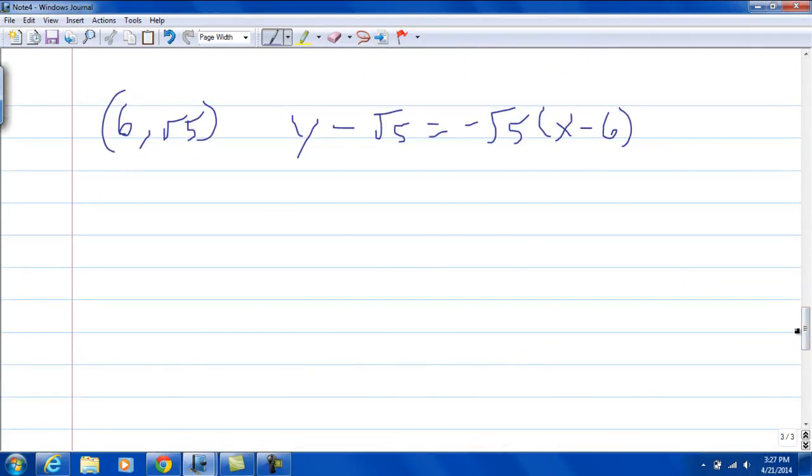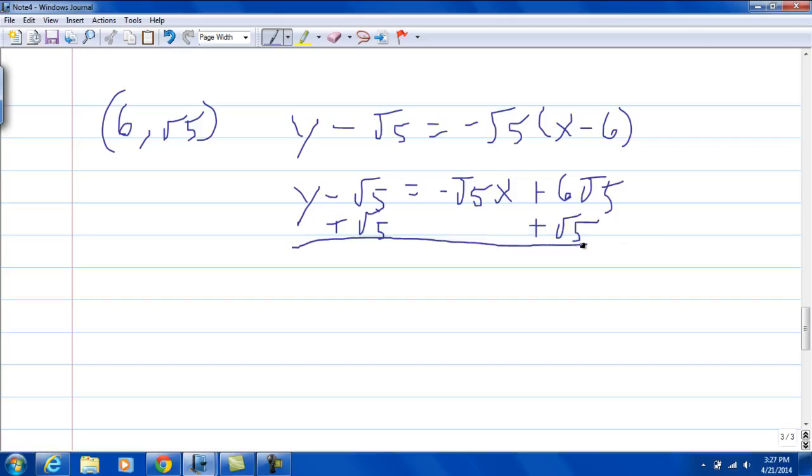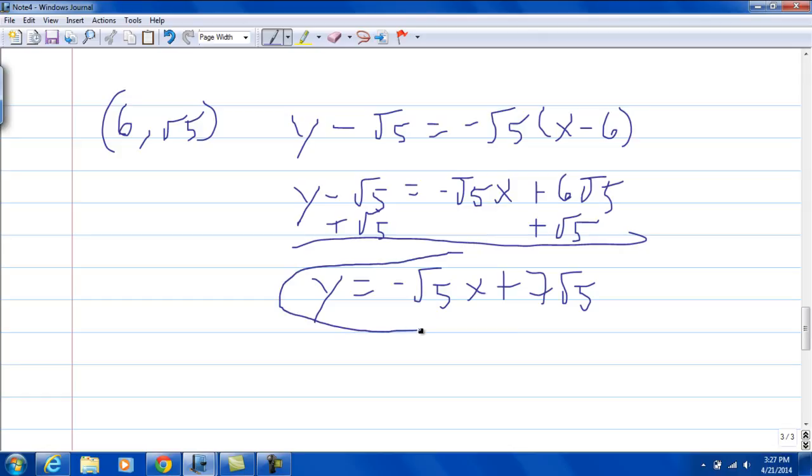So y minus the square root of 5 equals negative square root of 5 x plus 6 root 5. I'll add square root of 5 to both sides, and we end up with y equals negative square root of 5 x plus 7 times the square root of 5. And that's it. So we have the two tangent lines and the two normal lines. Hope that helps.